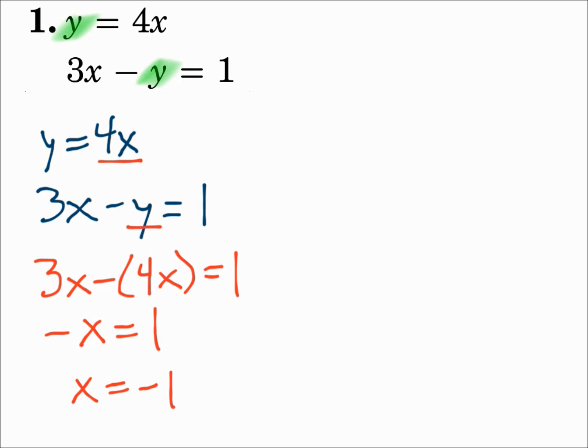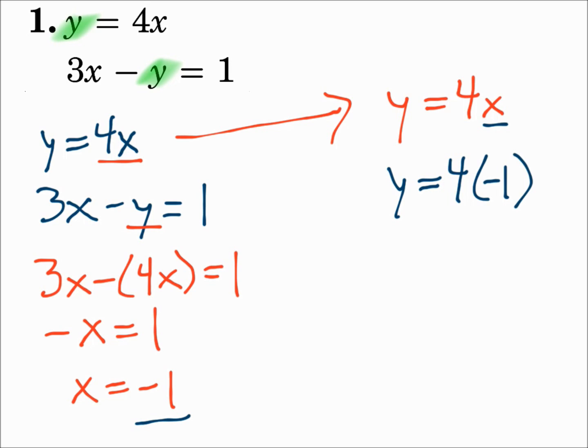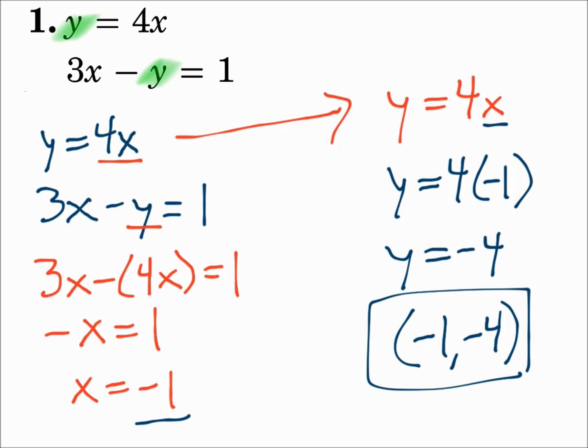Now that I know what x is, let's substitute that into either equation, and the easiest one to use will be the y equals 4x. Whichever one you solve for the variable to start with, that's the best choice to use. y equals 4x, and x is going to be negative 1. So y equals 4 times negative 1, which is negative 4. I now have an x and a y. My answer will be the ordered pair negative 1, negative 4. This is like 2 lines that intersect at the point negative 1, negative 4.